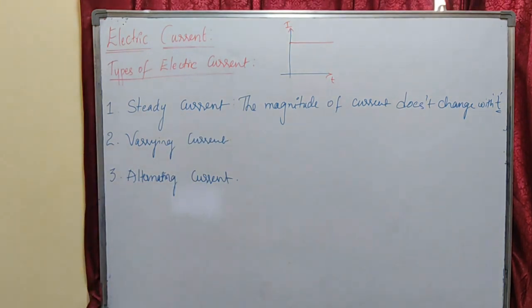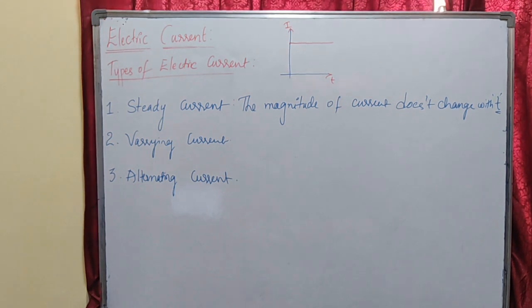Now let us see the second definition, varying current. As the name itself says, varying current means the magnitude of current will change with respect to time. The magnitude of current changing with respect to time is called varying current.